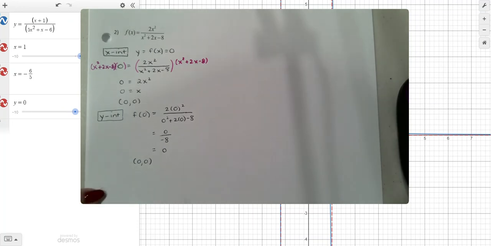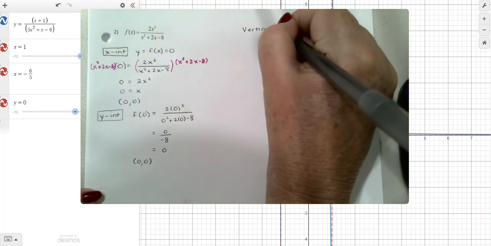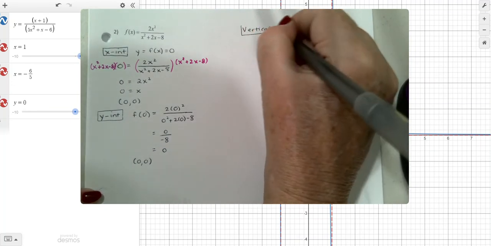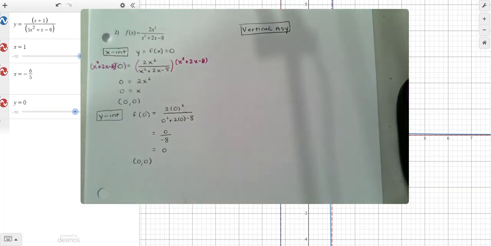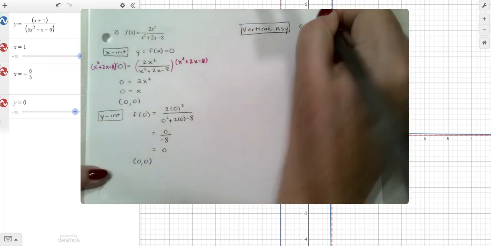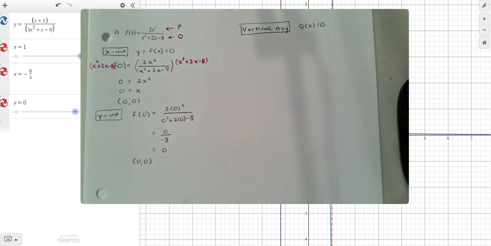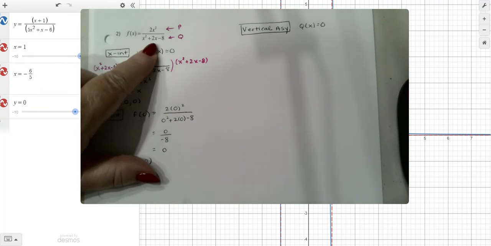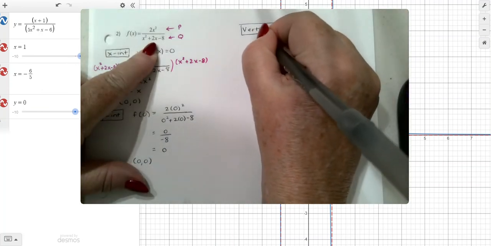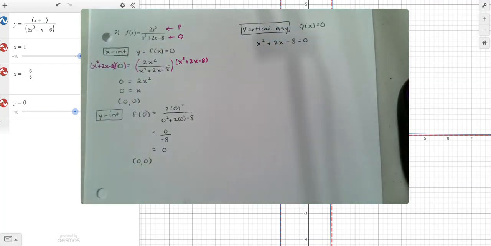All right, let's look for vertical asymptotes next. Vertical asymptotes are the ones that occur when the function is undefined, or in other words, when q of x equals 0. Again, just a reminder, we typically think of the top as being P and the bottom as being Q. So my vertical asymptotes in this case are going to happen when x squared plus 2x minus 8 is equal to 0.